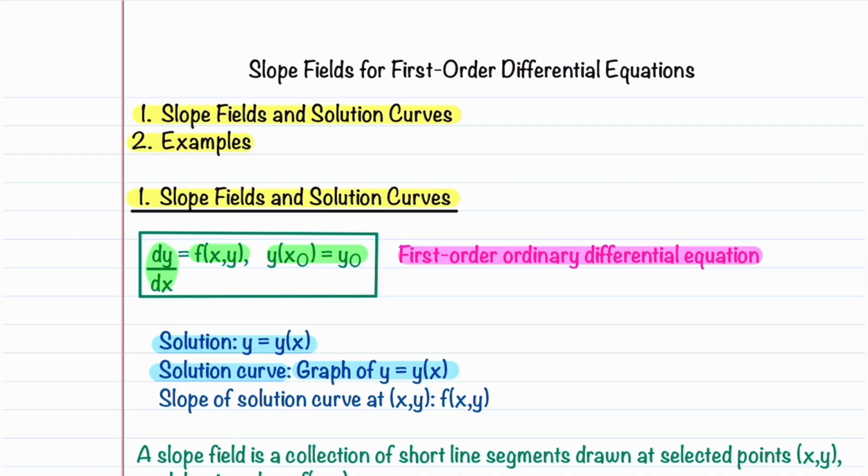At any point on the graph, the slope of the solution curve is given by the right-hand side of our equation, which can be a function of x and y. The nice thing is that f of x and y is given to us in the original equation, so we don't have to solve this equation for y to know what the slope of the solution is.